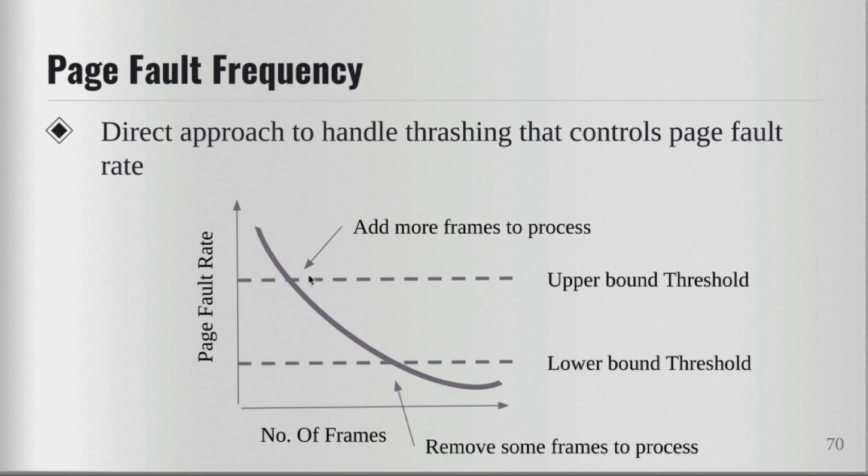If the page fault rate is high, then of course we need more frames in the memory so that less swapping happens, right? And if the page fault rate is below this threshold, then that means we don't need that many frames in the memory. We can remove some of them. So that's how thrashing is managed.